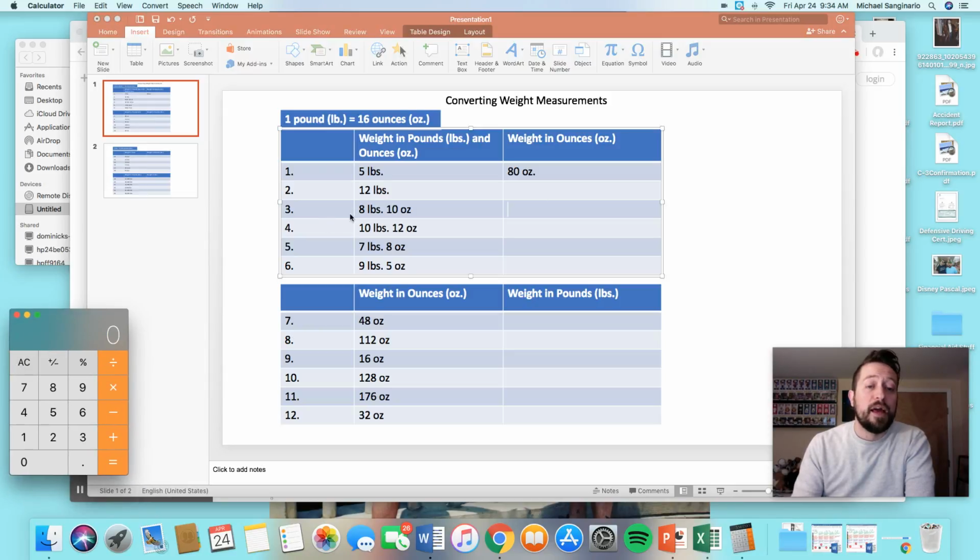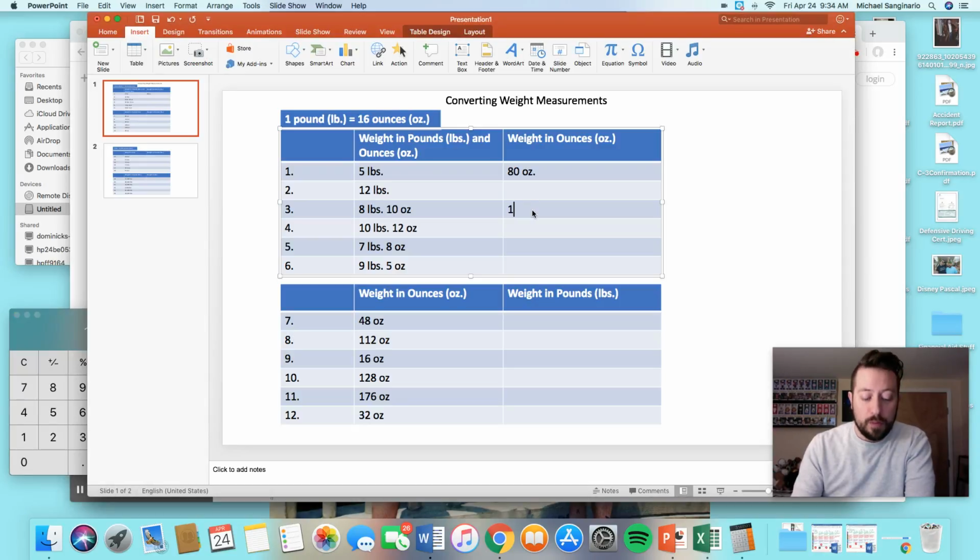So I have pounds and ounces. I need to combine it so it's all ounces. So I'm going to take, let me make sure my calculator is clear. I'm going to do 8 times 16, okay, which gives me 128 ounces, but I have 10 extra. So then you have to plus 10 more. So your answer here would be 138 ounces. Okay? Number 4 you're going to do on your own.